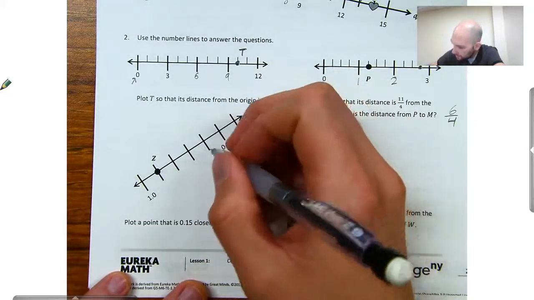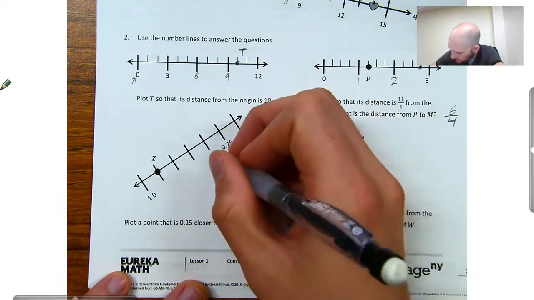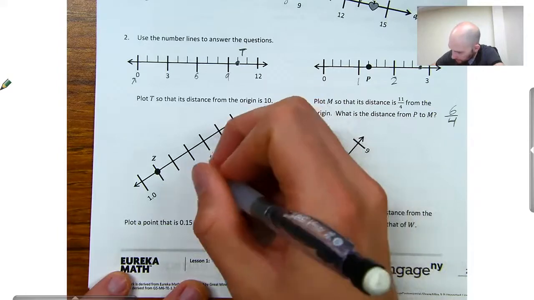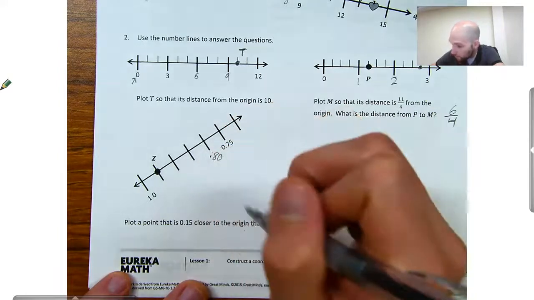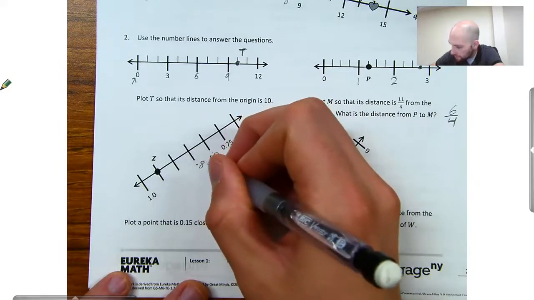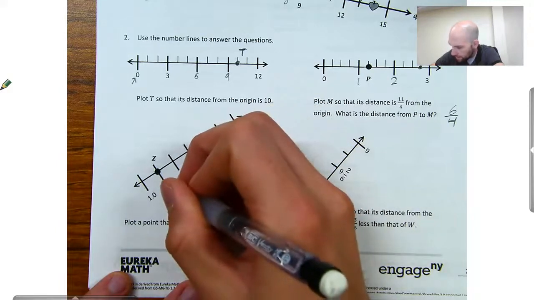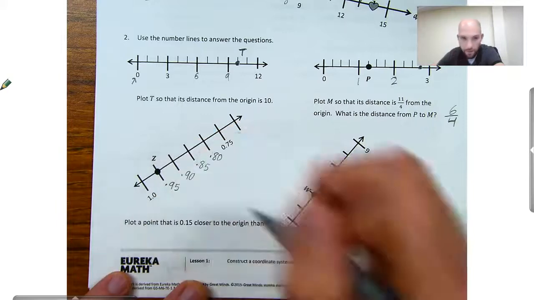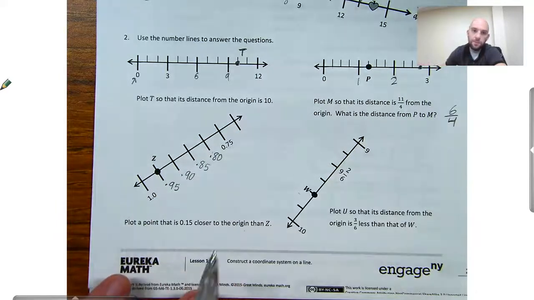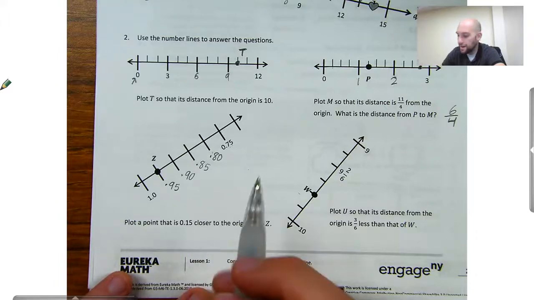So each one of these is 5/100 or 5 cents. So this one will be 0.8, or we could put 0.80 if we wanted to. This one's going to be 0.85, 0.9, 0.95, and then we have 1 whole. And we want to plot point T, or plot a point that is 0.15 closer to the origin than Z.